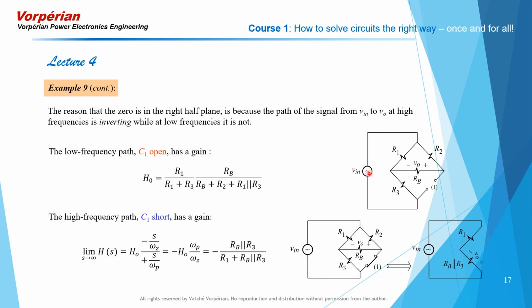We have two paths from the excitation to the response. One path which is dominant at low frequencies is non-inverting, and one at high frequencies which is inverting. And this is the end of the examples of the one extra element theorem. And next we're going to move into the two extra element theorem. Thank you.